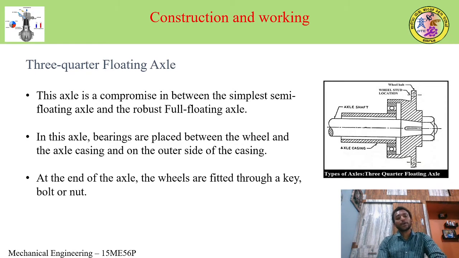3/4 floating axle. This axle is a compromise between the simplest semi-floating axle and the robust fully floating axle. If you look at the sketch here, this is the axle shaft, the axle casing, and then the bearings. In this axle, bearings are placed between the wheel and the axle casing, on the outer side of the casing. At the end of the axle, the wheels are fitted with a key, bolt and a nut.